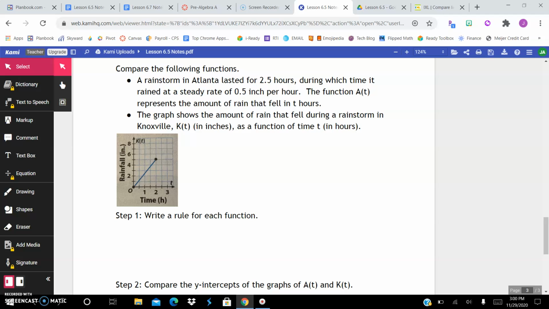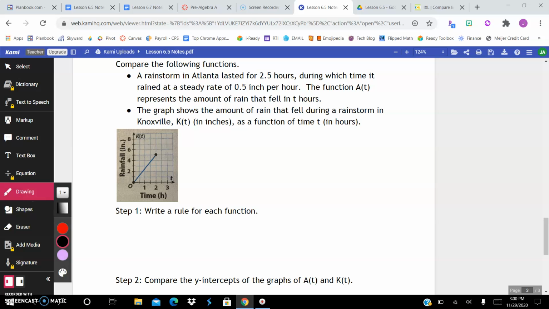So they're using the same rates. One is a of t, and the other is k of t. So step 1, we have to write the rule for each one. So let's do Atlanta's first, and that's a of t, a for Atlanta. It said it lasted for 2.5 hours, during which time it rained at a steady rate of 1/2 inch per hour. So we're going to do 0.5 times t for hours.